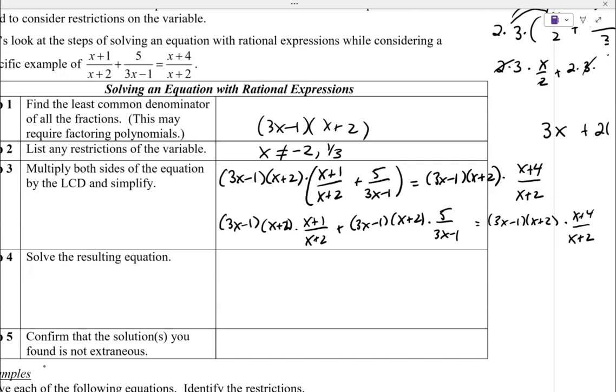Looking at this first product now, this first big chunk, what can you cancel? The x plus 2, that whole chunk, right? The x plus 2's go away. What about in the second chunk? The 3x minus 1. And then on the right-hand side, x plus 2's.